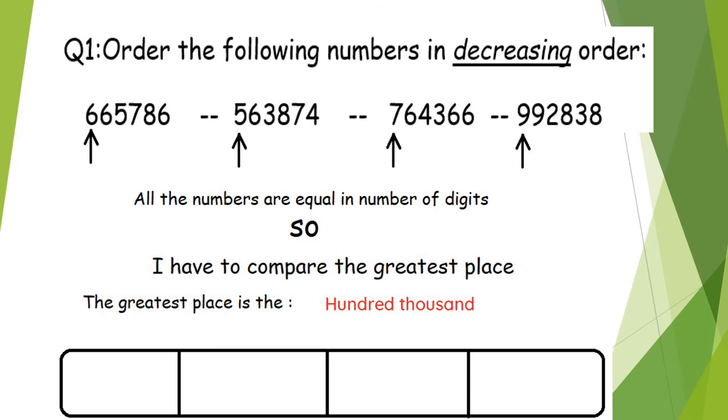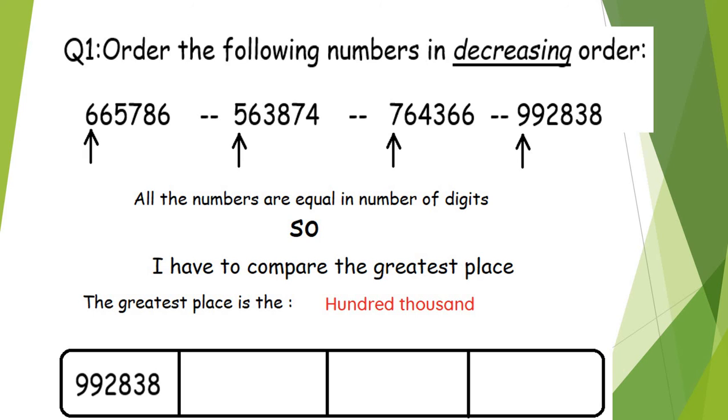Look at these numbers. Just look at the first one. I have 600,000, 500,000, 700,000, and 900,000. Which one is the biggest? Because it's decreasing. Remember, decreasing, I'm on the top, I'm going down, down, down to the smallest. So I am now with the top number. Which one is the biggest? For sure, it's the 900,000, right?